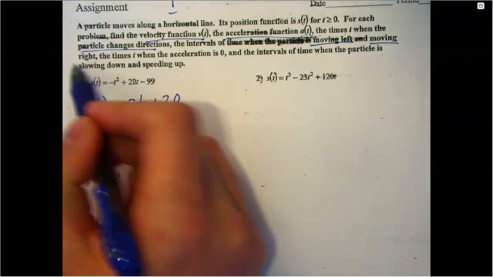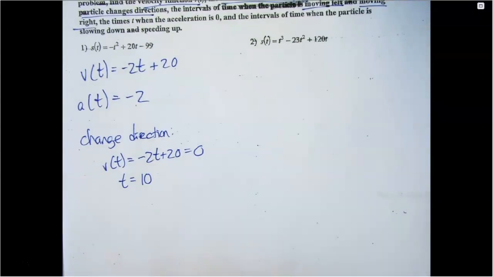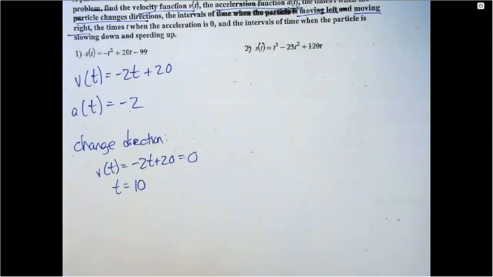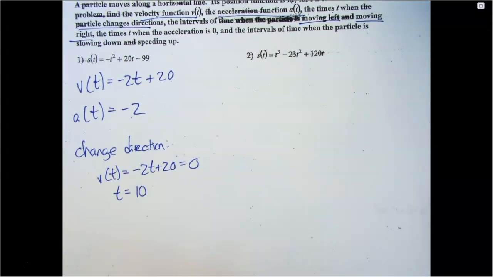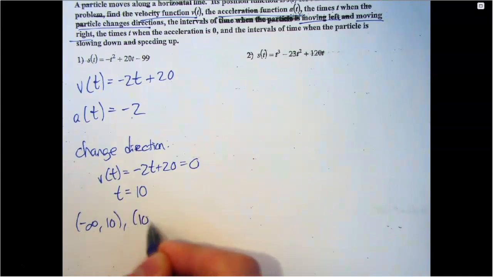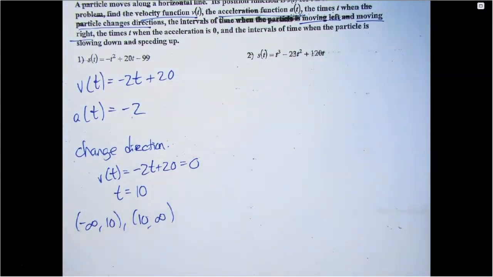I also have to find moving left and moving right, which fits right in with the change of direction. If I'm moving to the left, what's true about my velocity? Negative. Moving to the right, my velocity is positive. I'm going to set up my intervals, negative infinity to 10 and 10 to infinity, and I'm going to plug back into which function? The velocity, because I want to know if the velocity is positive or negative. You good?